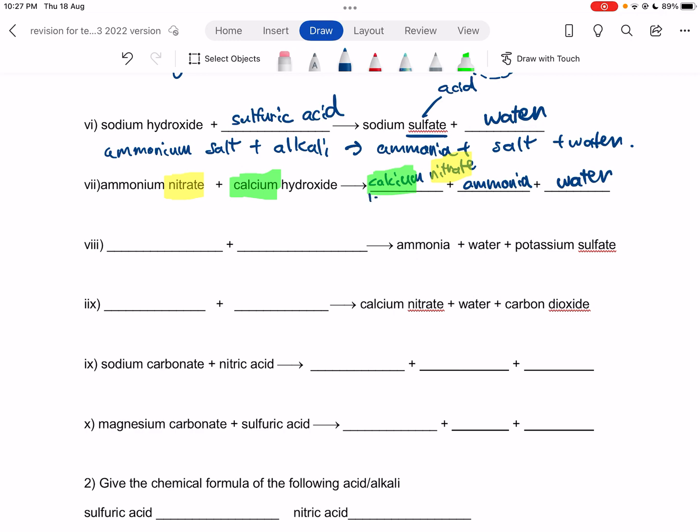So first word from the alkaline, second word from the acid. This one is sulfate, so I have sulfuric acid. Then the other one is an ammonium salt, so I have ammonium sulfate.